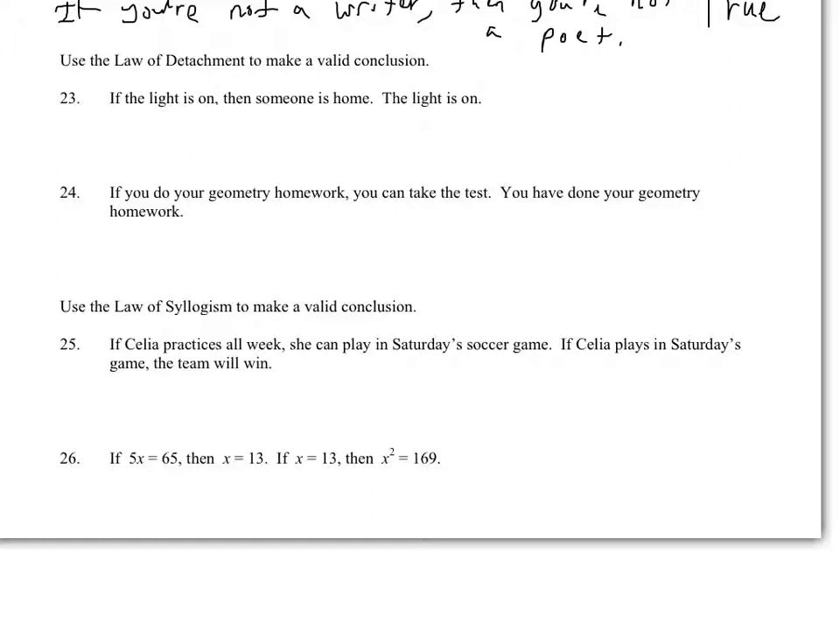All right, now we're being told the light is on. The directions say make a valid conclusion. So all you have to say here is someone is home. It's just using what you've been given to tell what the situation is. All right, the next one: if you do your geometry homework, you can take the test. You have done your geometry homework. Well, then you can take the test.